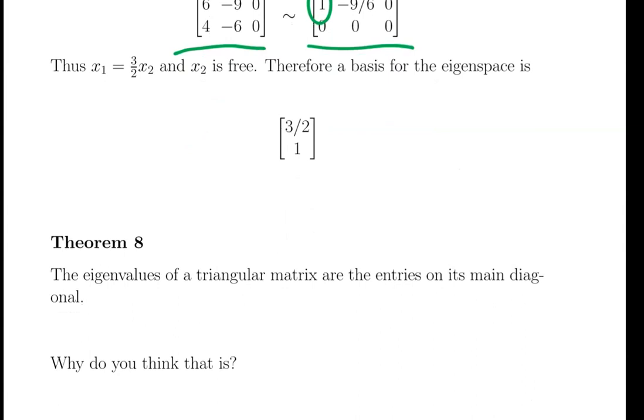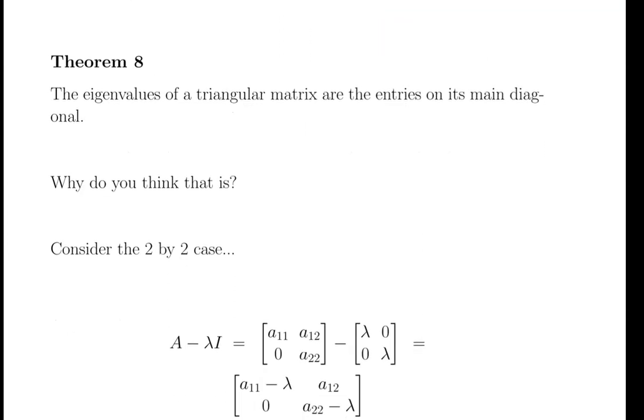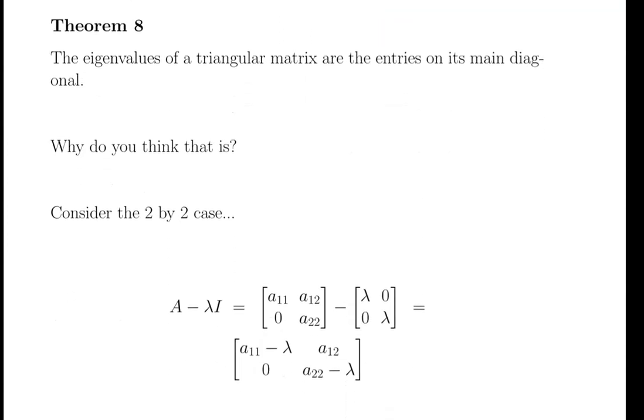The eigenvalues of a triangular matrix are the entries on its main diagonal. This is very useful. And why do you think that is? Well, let's just take a look at the easy 2x2 case and see what's going on, right? So if you take a look at A minus lambda I, so this is triangular here, just generic. I just have a11, a12, a22 entries. Doesn't matter what the numbers are. And we look at A minus lambda I, we get this situation here, right?